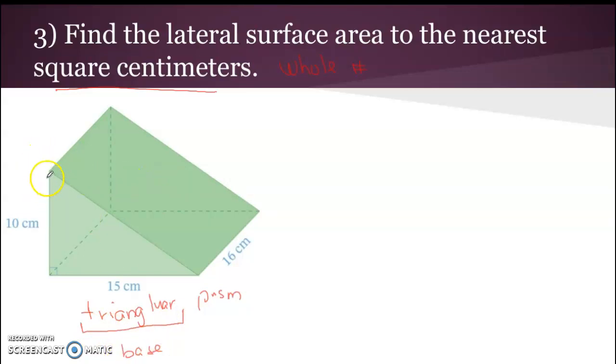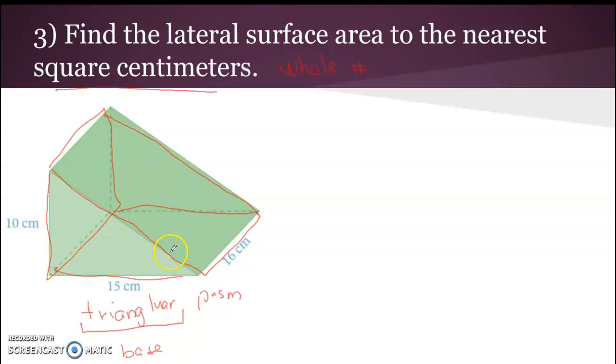So when I find the surface area, it will be this side in the back. It will be the side in the top. And then this piece in the bottom. Okay? Not the two bases.